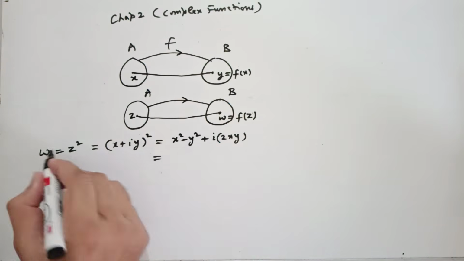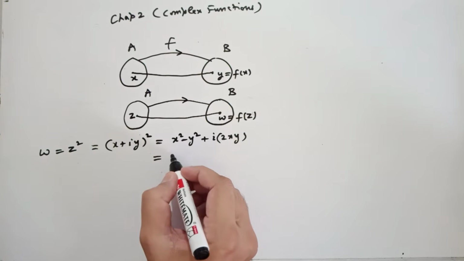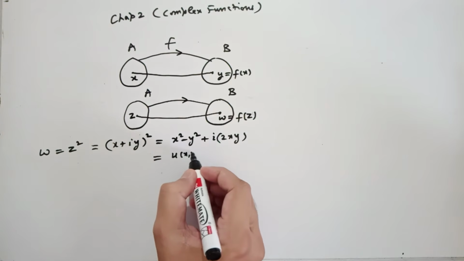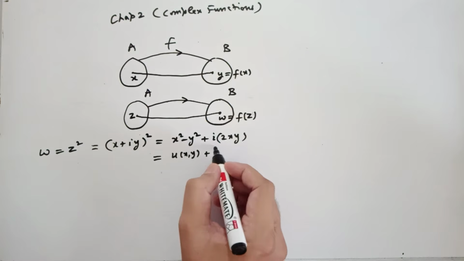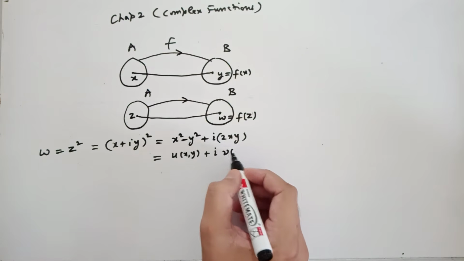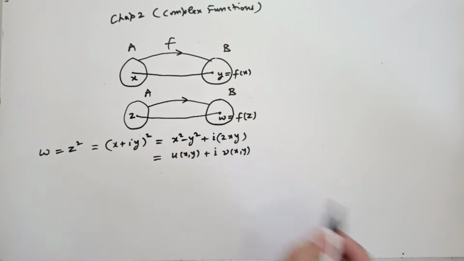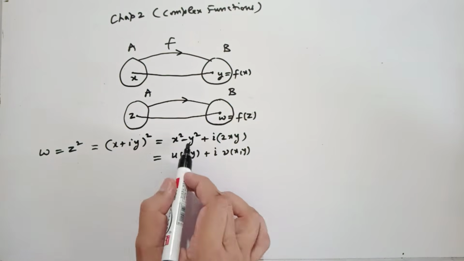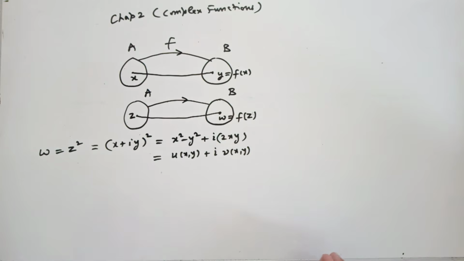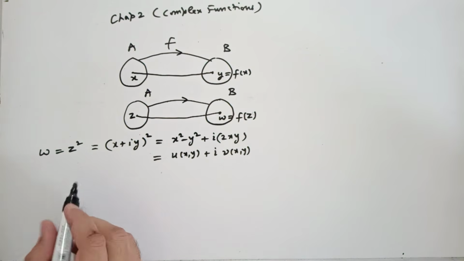This is the real part of this complex function. It is a function of x, y, and iota times 2xy, this is the imaginary part. So we can write a function into two parts, real part and imaginary part, by changing it in terms of x, y. Alright. Next point.